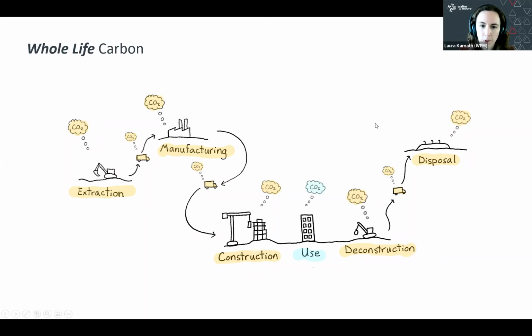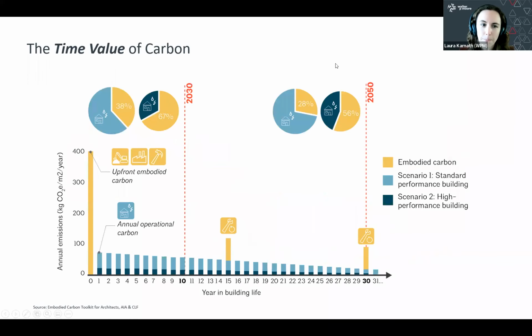And so when we talk about embodied carbon, we're talking about the carbon that's embodied in those materials, and that's all of the stuff in yellow in this diagram. The only piece where we start to talk about operational is in blue. So we're talking about all this yellow stuff.